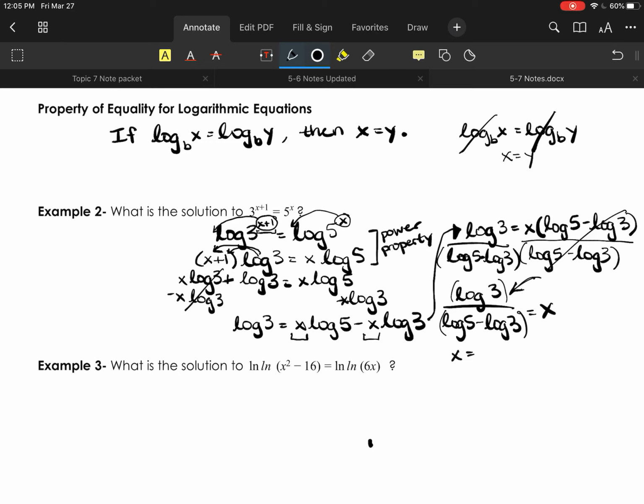It should be about x is equal to 2.15-ish. But round to the nearest 3 or 4 decimal places. I don't want to use too many decimal places because I don't want to confuse you if your calculator rounded it a little bit off. But it should be right about there. Again, just pay attention to what it says to round to on online homework. All right, so that's example 2. You figured out what x is.